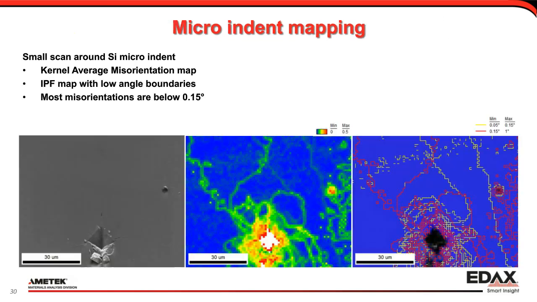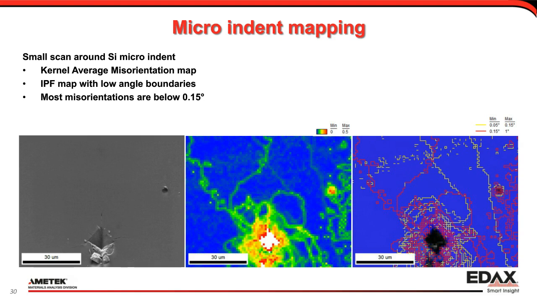Now, here is a small map around a microindent. Here on the left, you just see the SCM image. The indent has not been set nicely flat on the sample. It's been slightly oblique, so you see a little bit of cracking towards the bottom. So we just focused on the map towards the top. And if you look closely, you can see that there are small cracks emanating from the tips of the diamond-shaped indent, and also one from the left edge in the middle.